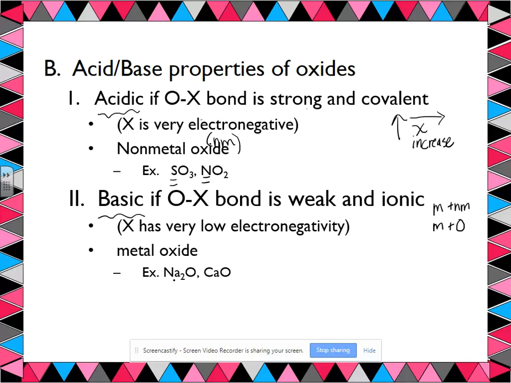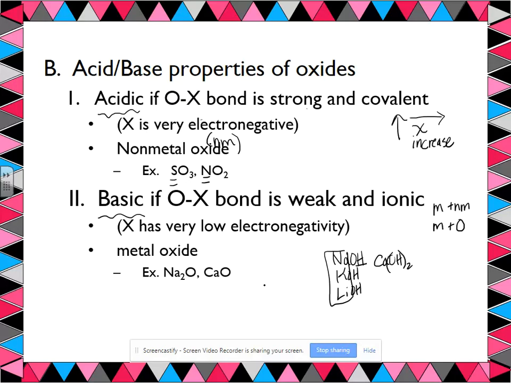One way I've always remembered the basic oxides is if you think about your strong bases, bases tend to end in OH. So some bases we're familiar with would be sodium hydroxide, potassium hydroxide, lithium hydroxide, calcium hydroxide. Think about these strong bases and notice they all contain a metal with hydroxide. Those are our bases. Well, your oxides, if they're metal oxides, are going to be your basic oxides.